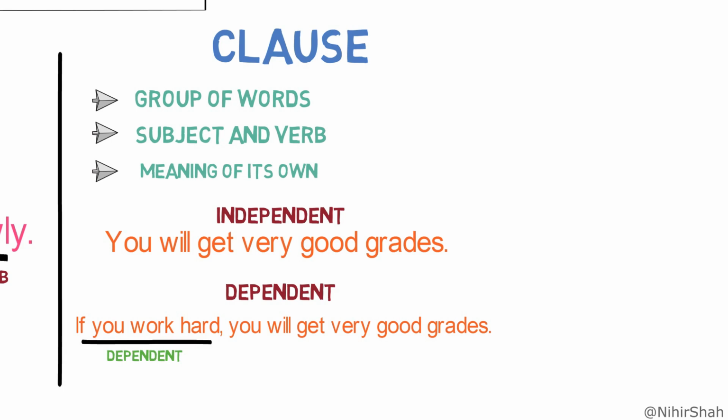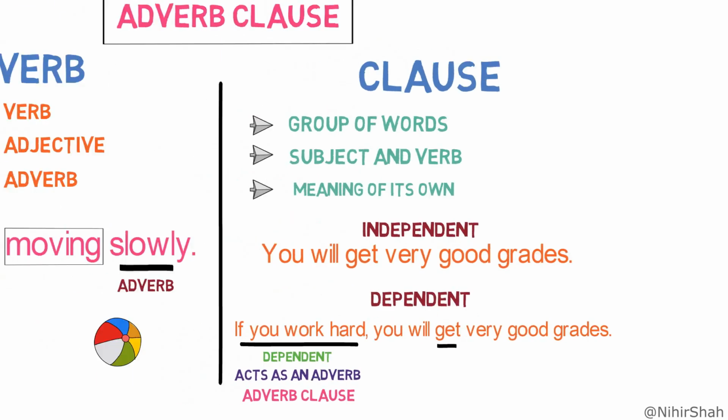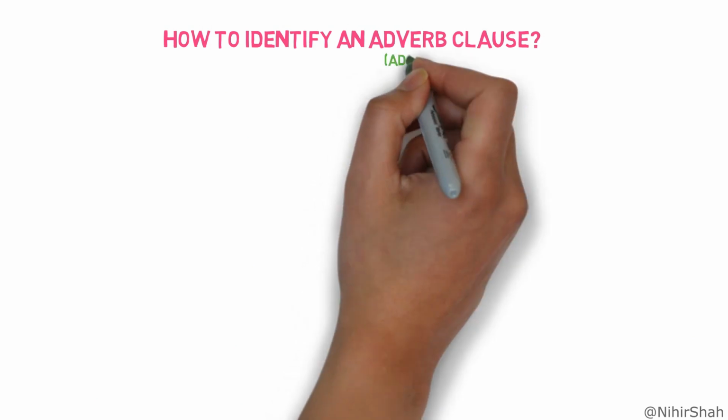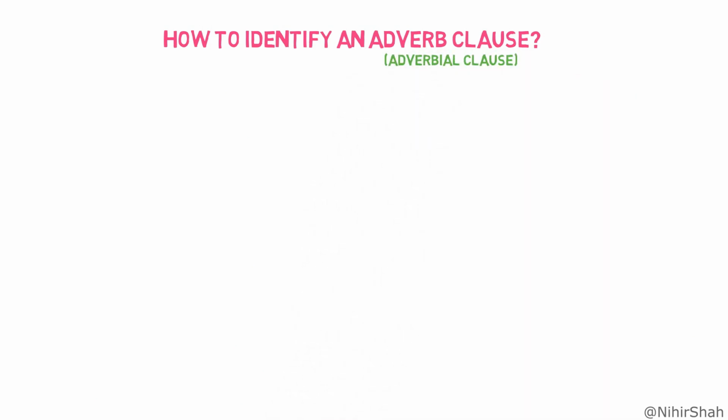And the entire group of words, if you work hard, is describing verb get, which means it is acting as an adverb in the sentence. So, it's an adverb clause. So, an adverb clause is a clause that acts as an adverb in the sentence. Now, let's learn how to identify an adverb clause, or sometimes also referred as adverbial clause, in a sentence. There are two steps involved in this process.